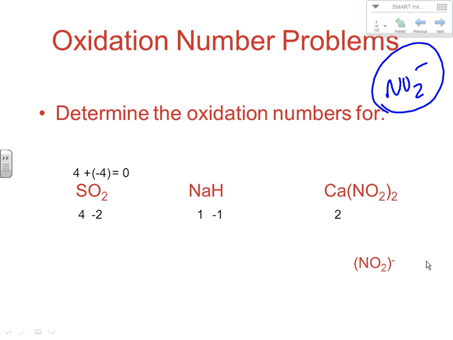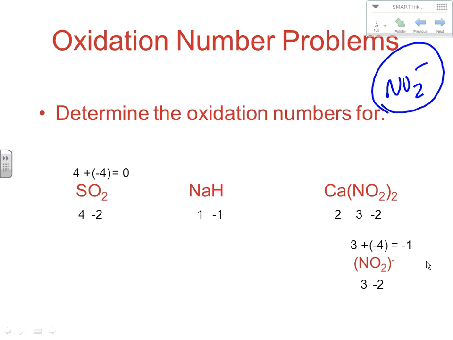Now to figure out our N and O, don't look at this substance. Really concentrate on the NO2 minus down here at the bottom, because we know oxygen is a -2, and we know we've got two oxygens, so that's -4. And in this case, it's got a charge of -1, so we know it has to add up to -1. So what plus -4 equals -1? Got to be a 3. So we know nitrogen is a +3 and oxygen is a -2.